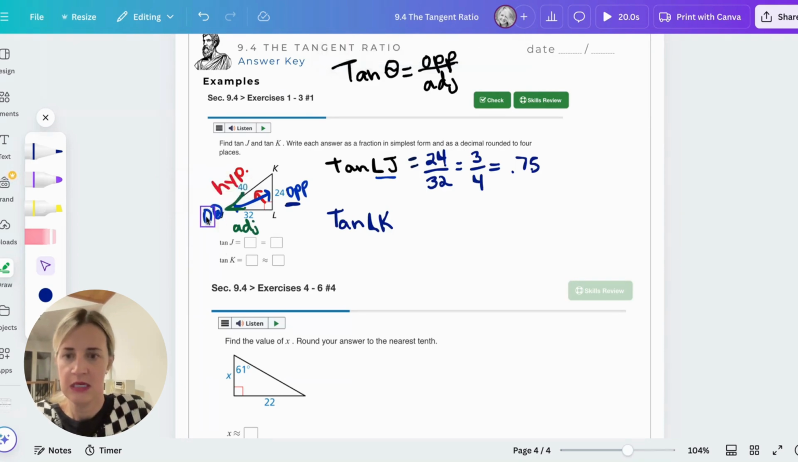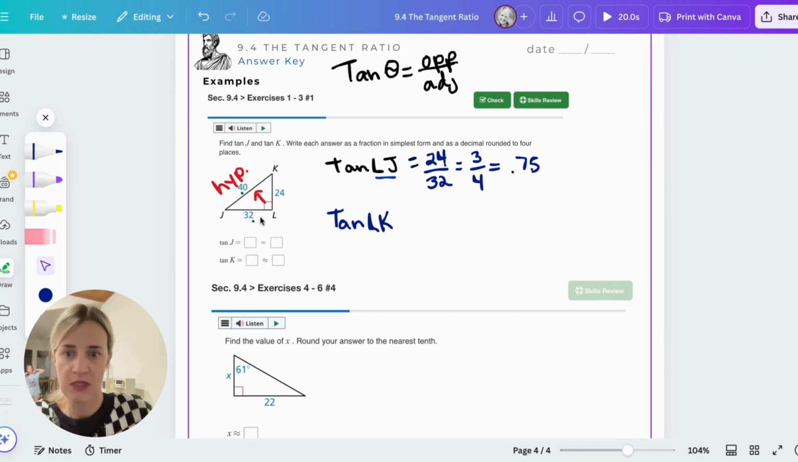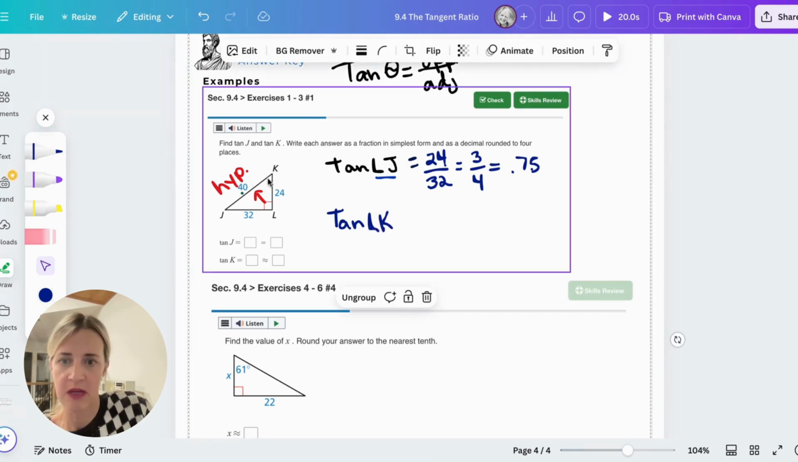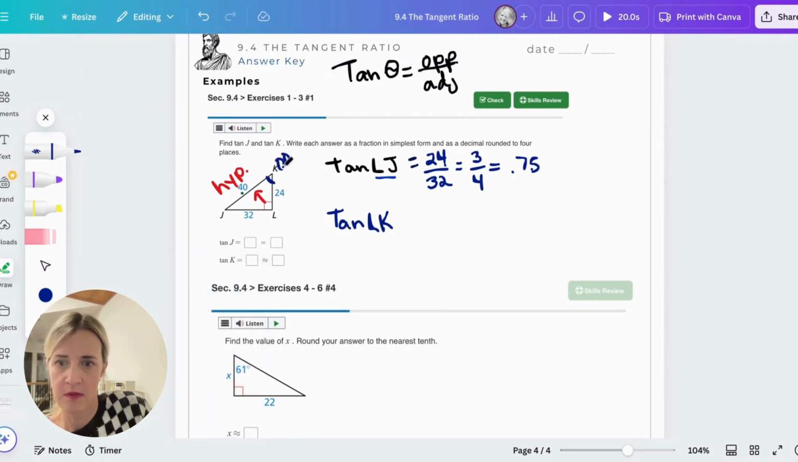So let's delete some stuff here. I'm not going to delete where I labeled my hypotenuse, because remember, hypotenuse is always the side that is across from the 90-degree angle. It's always the longest side, and so the hypotenuse is never going to change. That one doesn't change, but the opposite and the adjacent do change based off of what angle we're looking at. So angle K, let's go ahead and get our binoculars out, and this time they're going to go at angle K. So angle K right here, binoculars go here.